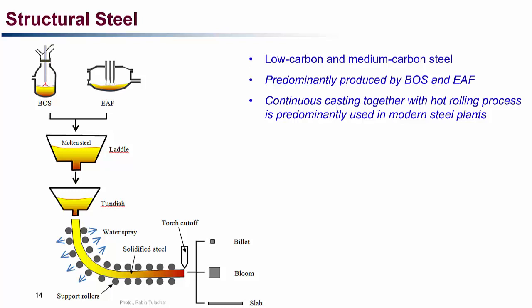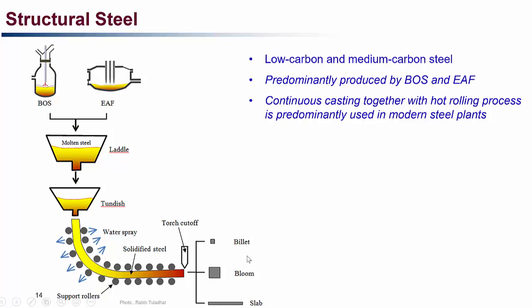The molten steel is mainly produced from BOS and EAF processes now, and the molten steel produced from these processes is either poured through ladles to cast ingots or is continuously cast into solidified semi-finished products like billets, blooms, or slabs.